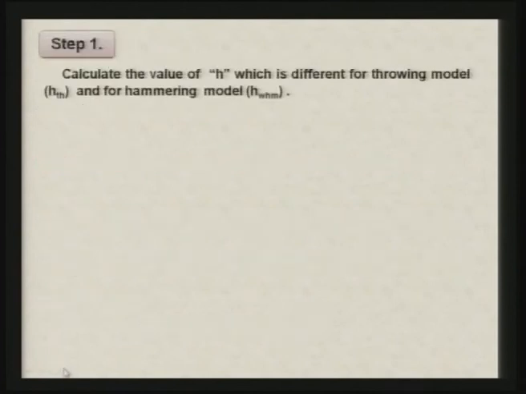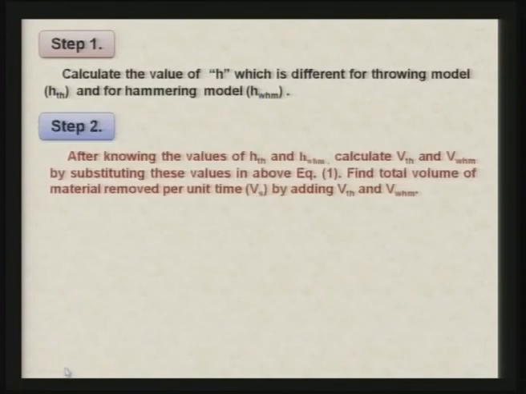The first step to be followed in the solution of this problem is to calculate the value of H, which is different for the throwing model, that is HTH, and for the hammering model, that is HWHM. Step 2, after knowing the values of HTH and HWHM, calculate VTH, that is the volumetric material removal by throwing model, and VWHM, the volumetric material removal by hammering model, from the workpiece by substituting these values in the above equation 1. Then find the total volume of material removed per unit time by adding VTH and VWHM.